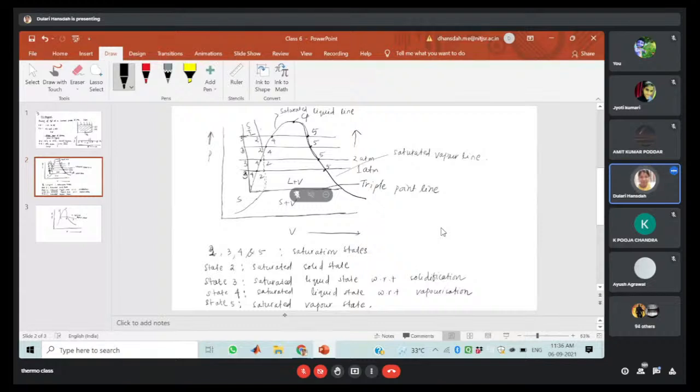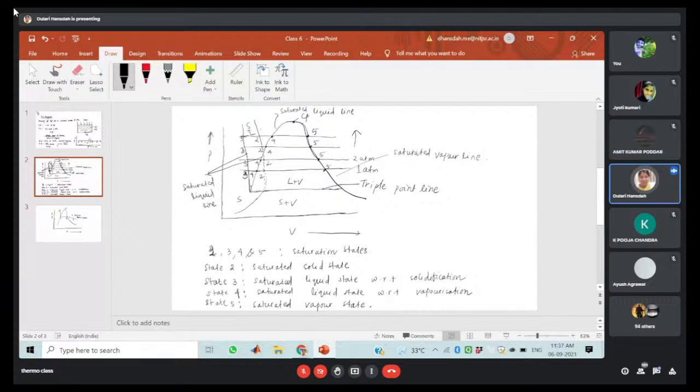So if you are observing this PV diagram, when all the states are joined together, that will be converted into a line. So let us consider that is state 2. State 2 is your saturated solid state. So when we join all the state 2 points, that will give you the saturated solid line. And if you join all the state 3 points, it will give you the saturated liquid line. If you join all the state 4 points, okay, it will give you the saturated liquid line. So these two lines are known as your saturated liquid line. Okay.